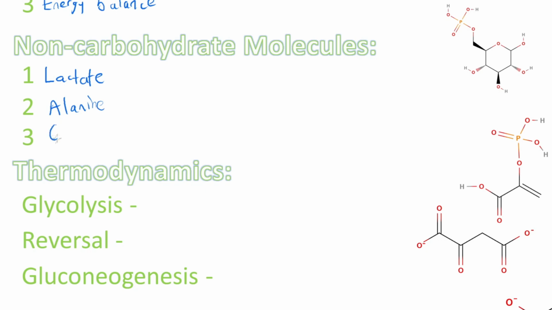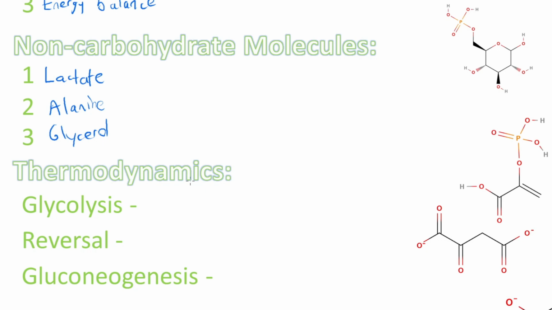And lastly, we have glycerol. Glycerol is a product from triglyceride breakdown. So when you break down fats, you get glycerol and fatty acids. Fatty acids can be oxidized to form acetyl-CoA, which can be used in the Krebs cycle. However, glycerol can turn into dihydroxyacetone phosphate and enter gluconeogenesis to produce glucose.